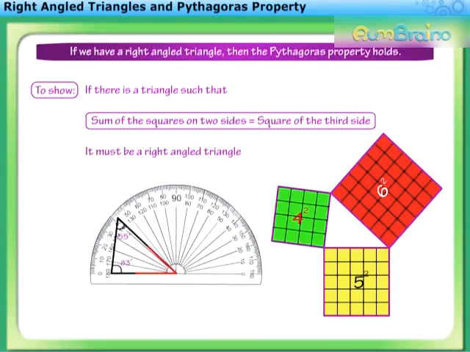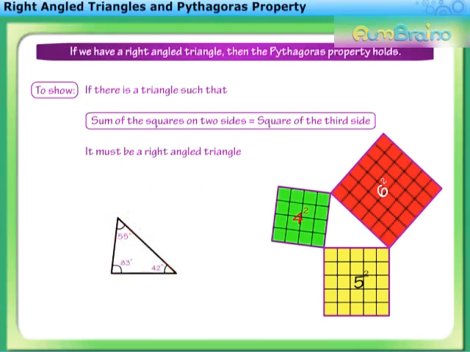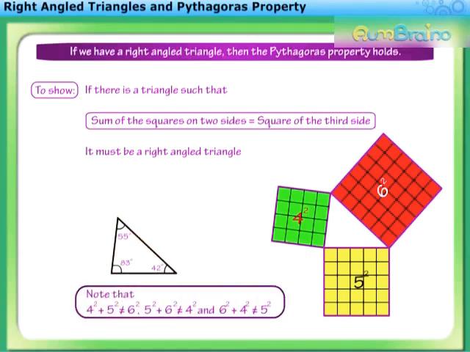We find that each angle is an acute angle, that is, the triangle is an acute angled triangle. Also, note that 4 square plus 5 square is not equal to 6 square. 5 square plus 6 square is not equal to 4 square. And 6 square plus 4 square is not equal to 5 square.